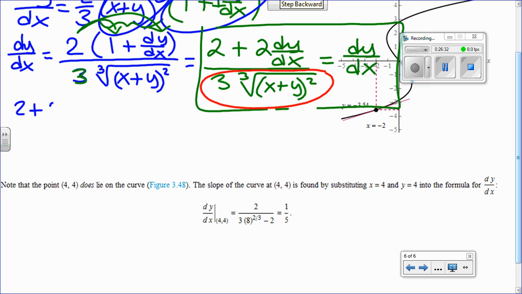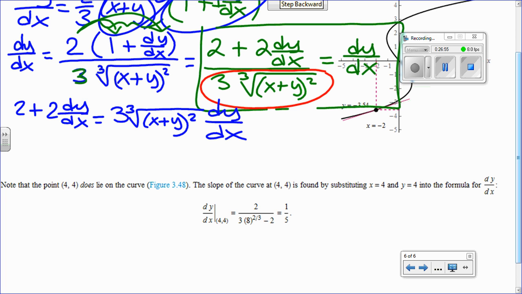So let's see. We have 2 plus 2 dy/dx. And then we already agree we're taking all that stuff in the red circle oval to the right. So that will be 3 times the cube root of (x plus y) squared times dy/dx. Yes? We agree? Okay, so now I'm gonna take both that have dy/dx to the same side. So I'm just gonna leave them on the right.